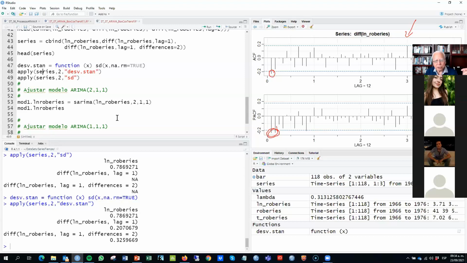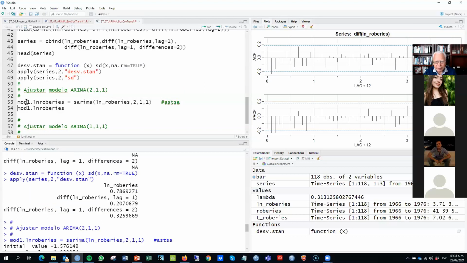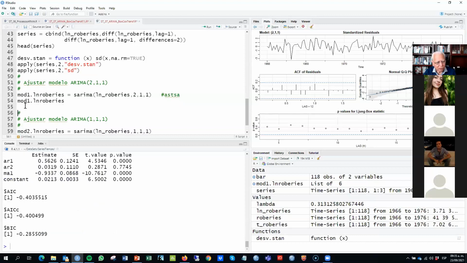So I'm gonna, let's assume that we thought that since we have 2 significant lags here, that could be 2 AR terms. Okay, so I'm gonna start fitting an AR(2), 1, 1. So I use the function sarima. Sarima is also from the astsa package. And it has the advantage that it gives me the diagnostics at the same time that it fits the model. So model 1, I called it like that.